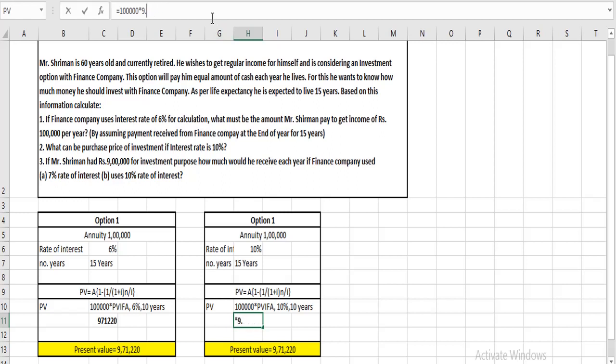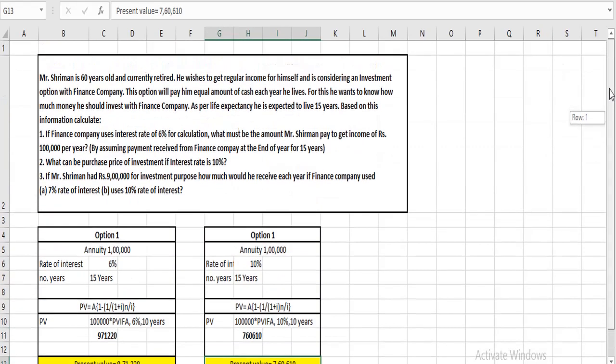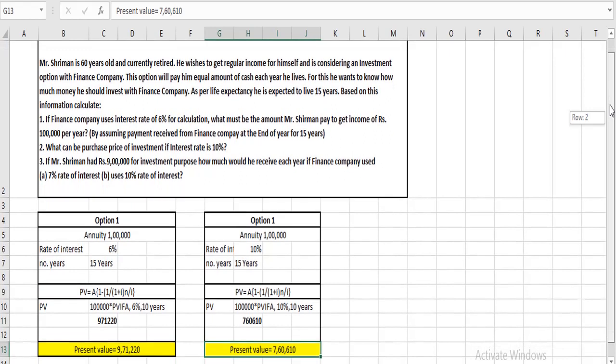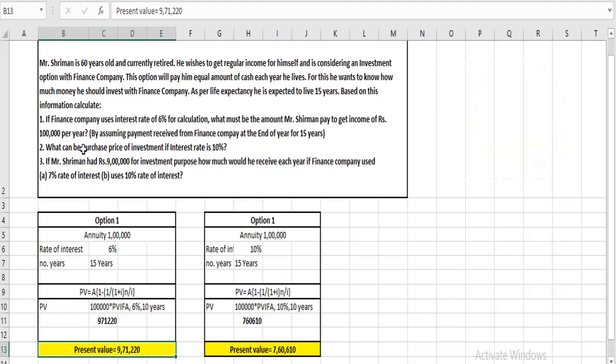It is 7.6061. So the present value comes to 7,60,610. So what we can say is, if the company is giving 10% rate of interest, the purchase price is 7,60,000, or you can say the present value of the income stream which Mr. Shriman is going to receive for the next 15 years, in today's terms, is 7,60,000. For option 1 it is 7,20,000.